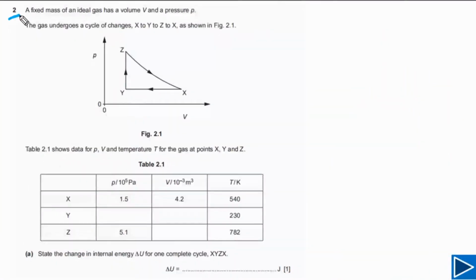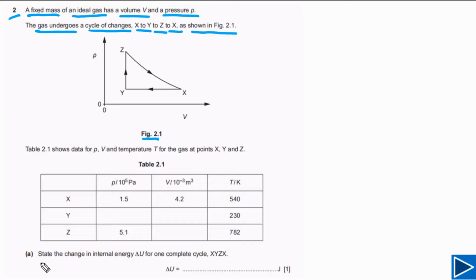For question number 2, it is given to us that a fixed mass of an ideal gas has a volume V and a pressure P. The gas undergoes a cycle of changes from x to y, y to z, and finally z to x, as shown in figure 2.1, as shown on this PV diagram.